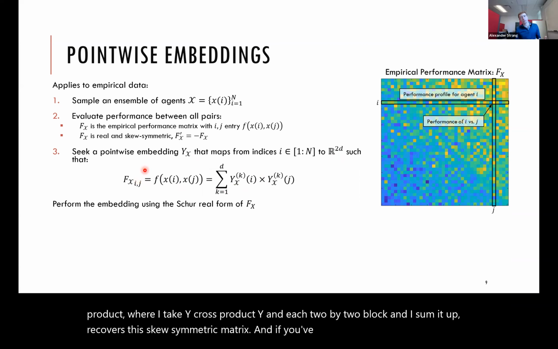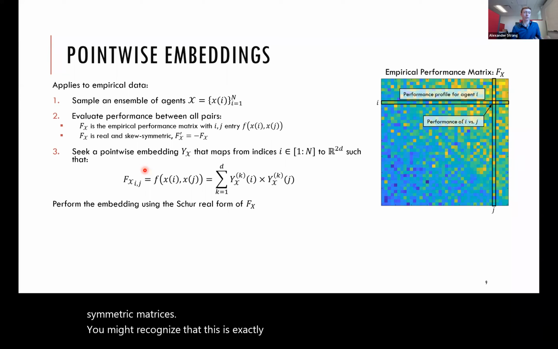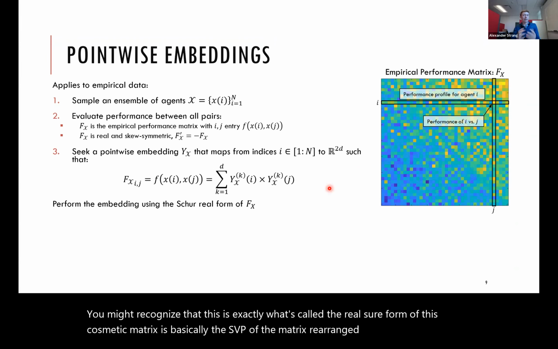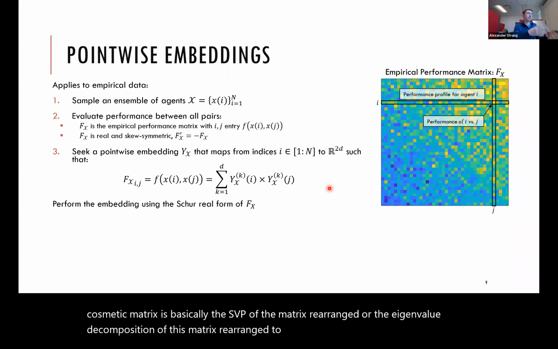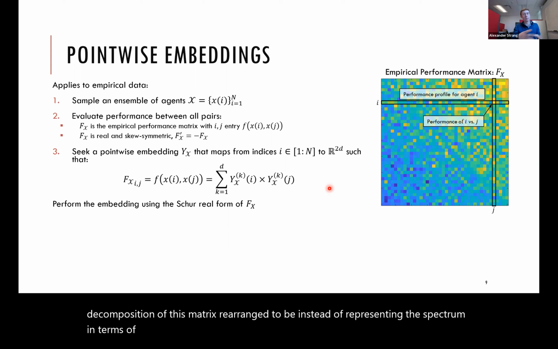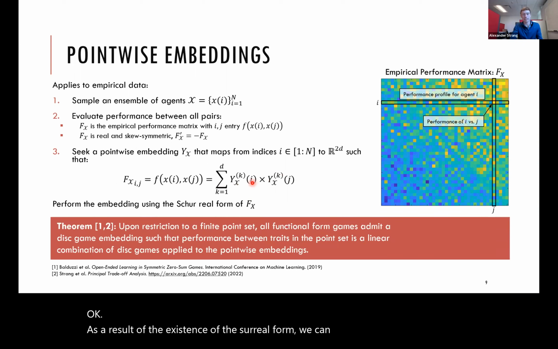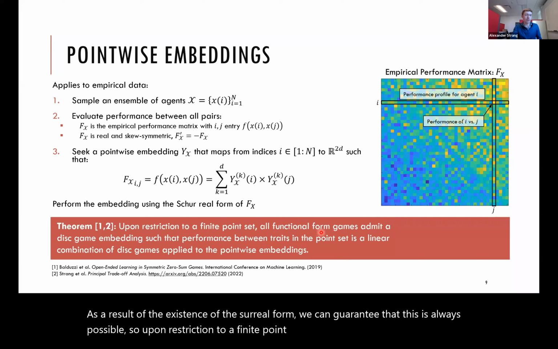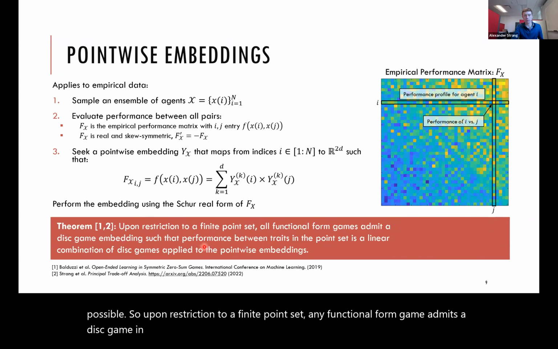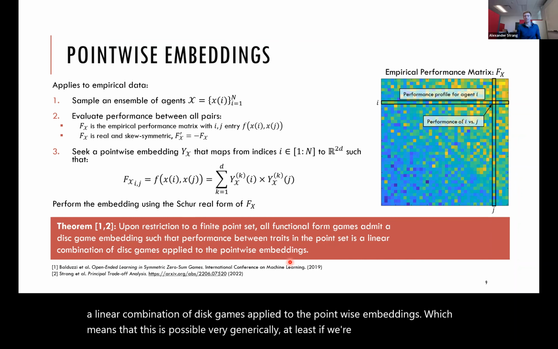And if you've played with the spectrum of skew symmetric matrices, you might recognize that this is exactly what's called the real Schur form of this skew symmetric matrix. It's basically the SVD of the matrix rearranged, or the eigenvalue decomposition rearranged so that, instead of representing the spectrum in terms of imaginary and complex numbers, we represent the spectrum purely with real numbers, but we have to introduce some little rotation matrices, and those rotation matrices enter in through this cross product. Okay. As a result of the existence of the Schur real form, we can guarantee that this is always possible. So upon restriction to a finite point set, any functional form game admits a disk game embedding such that performance between the traits in the point set is a linear combination of disk games applied to the pointwise embeddings, which means that this is possible very generically, at least if we're limited to pointwise data.